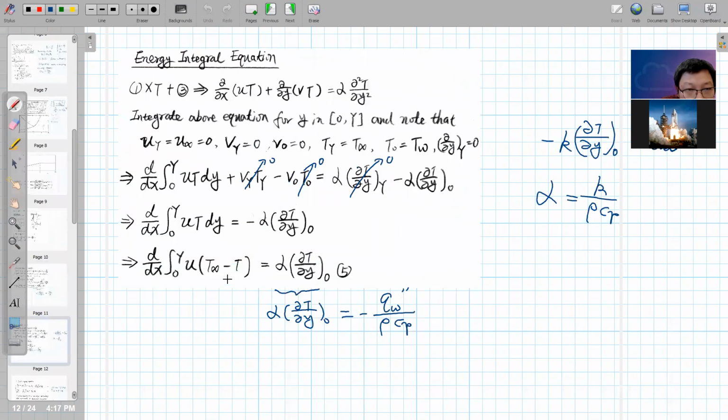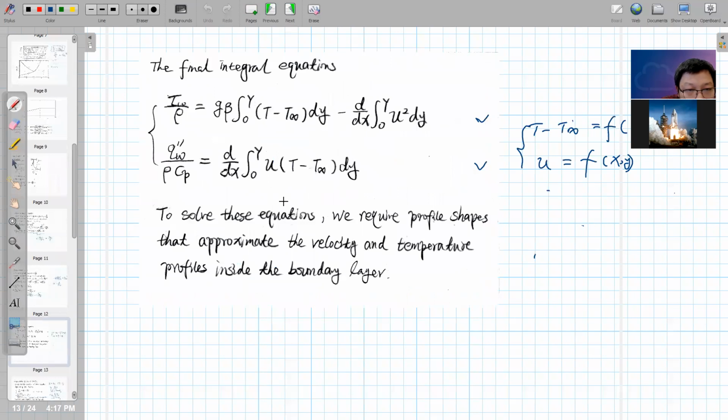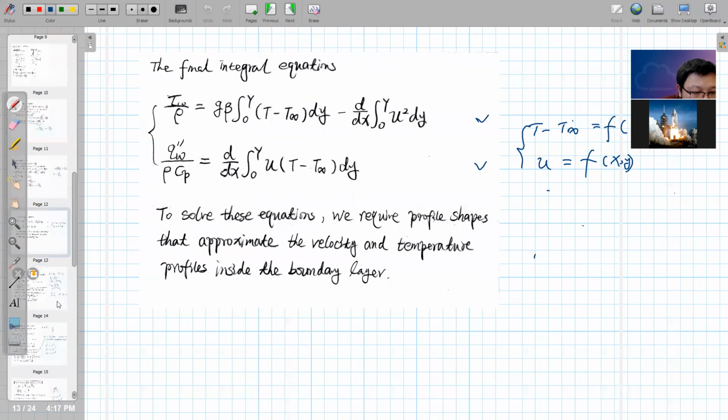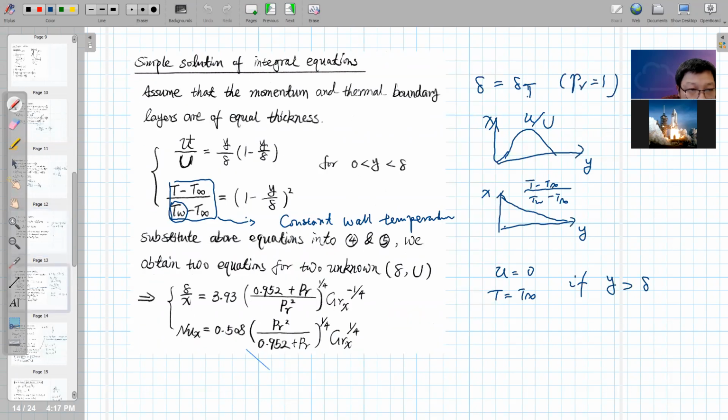And to solve these momentum and energy integral equations, we need to know the distribution of the velocity and the temperature. So to solve these two equations, we need to know the velocity and the temperature profile. We have a simple way to do it.